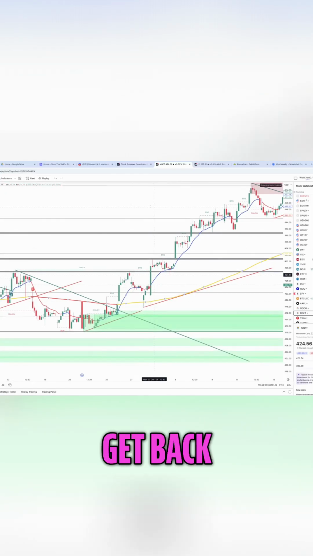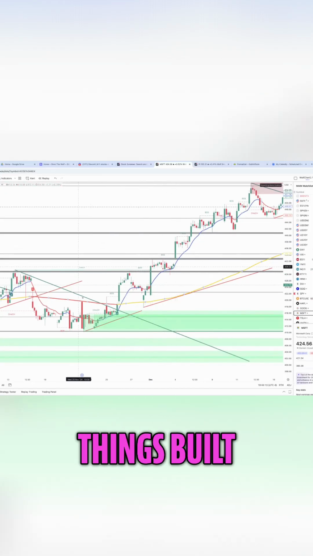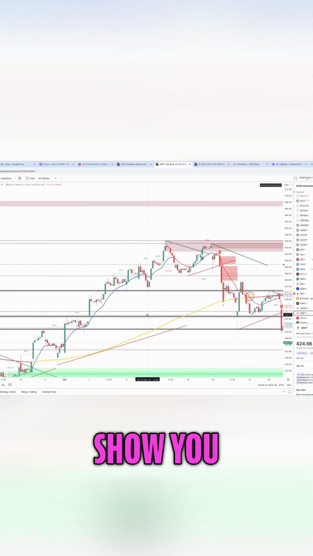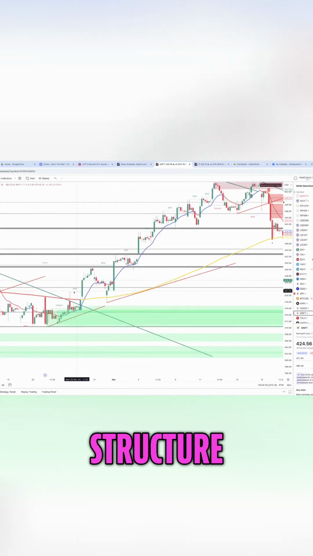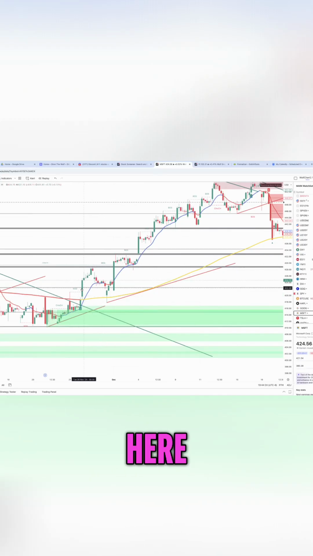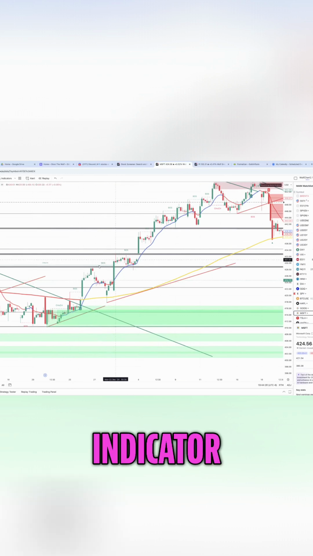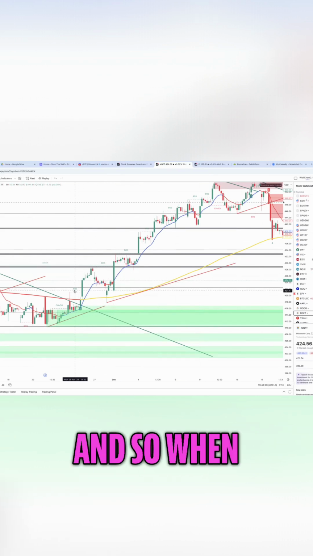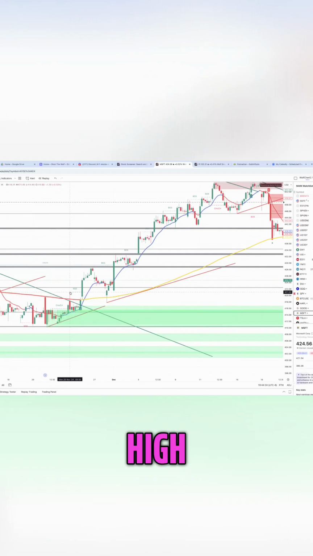So then if you get back above these levels with a break retest, you can play these levels. And this is built inside the chart to show you when to re-enter. Like this BOS right here stands for breaker structure. And that's letting you know that it's finna go higher when we broke structure here. These are continuation signals that are built inside of this indicator, right? And so when you have a breaker structure, that just means that you broke the previous high, right?